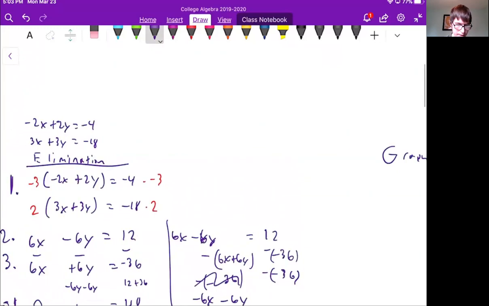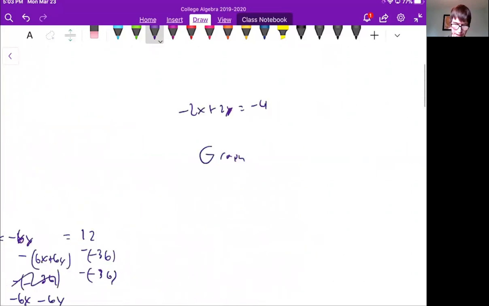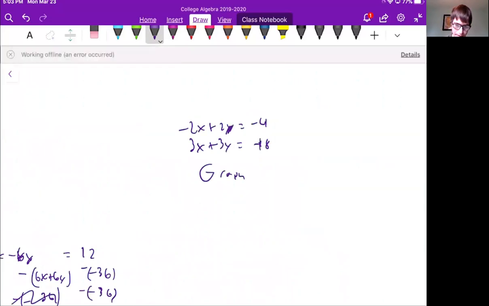Let's see, -2x plus 2y equals -4. And then on the other side, we have 3x plus 3y equals -18. And in this section, we're going to actually graph both of these equations and see what it looks like.